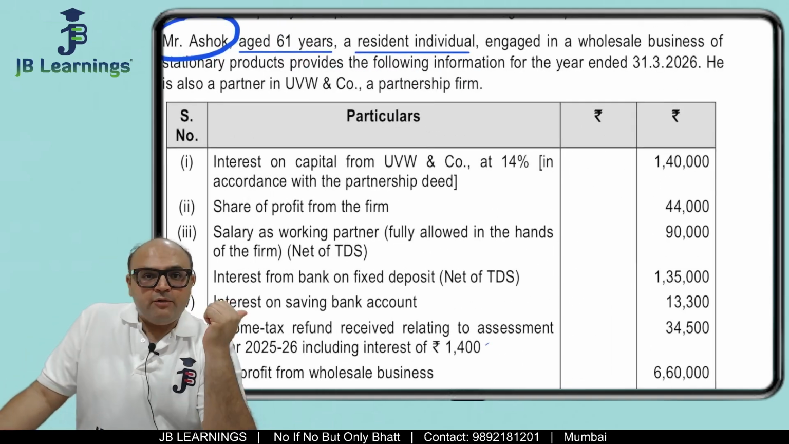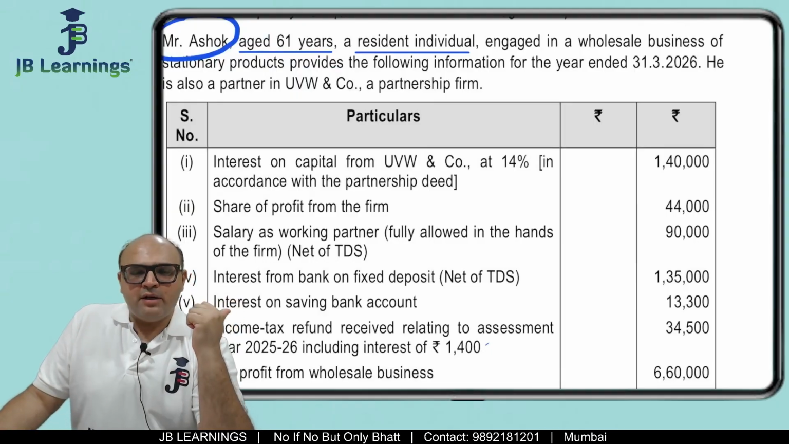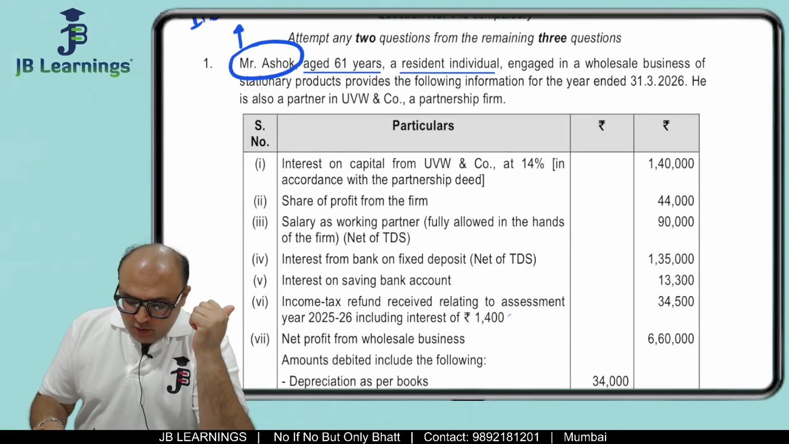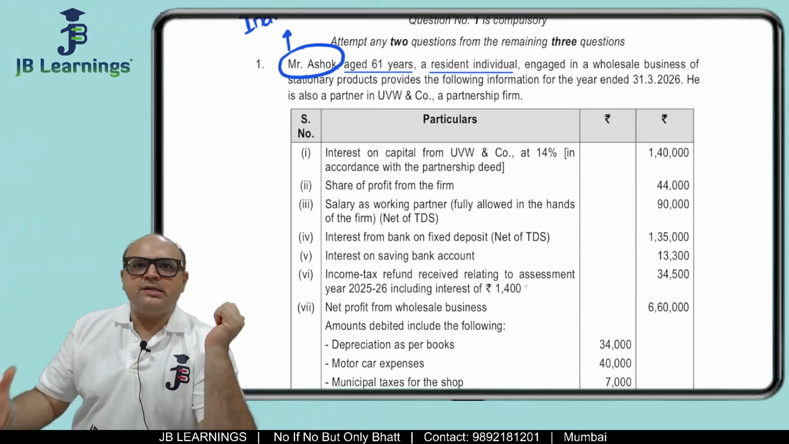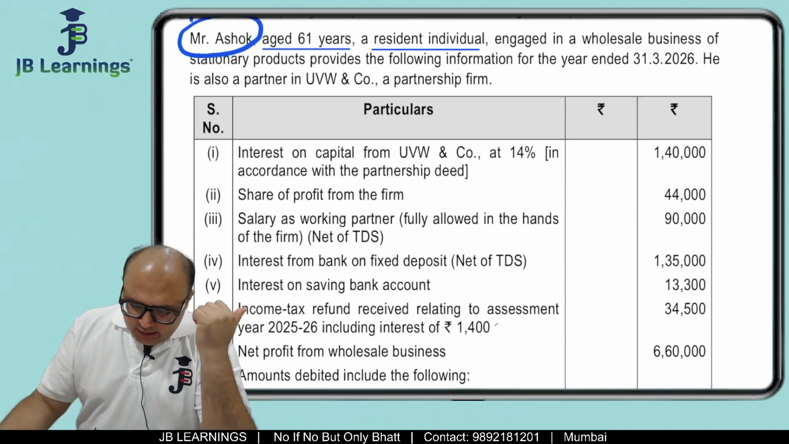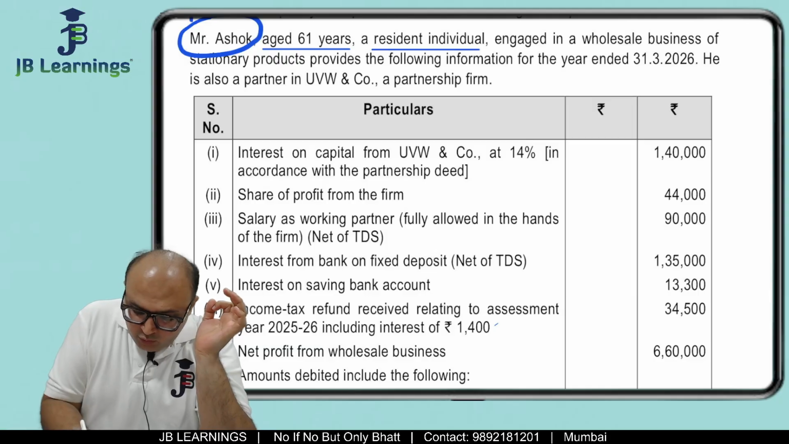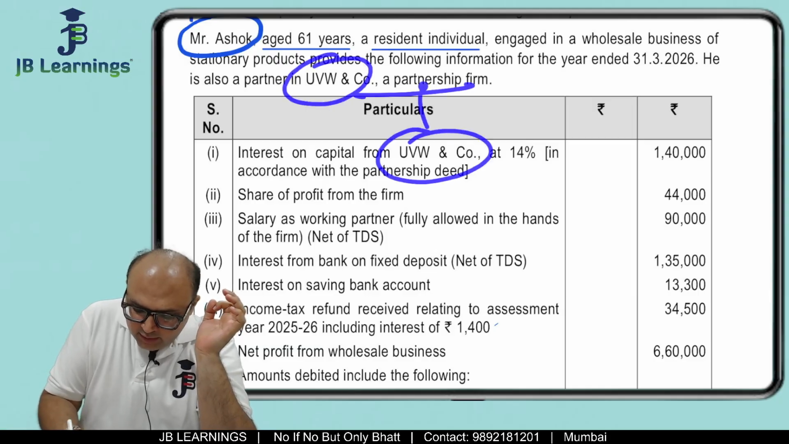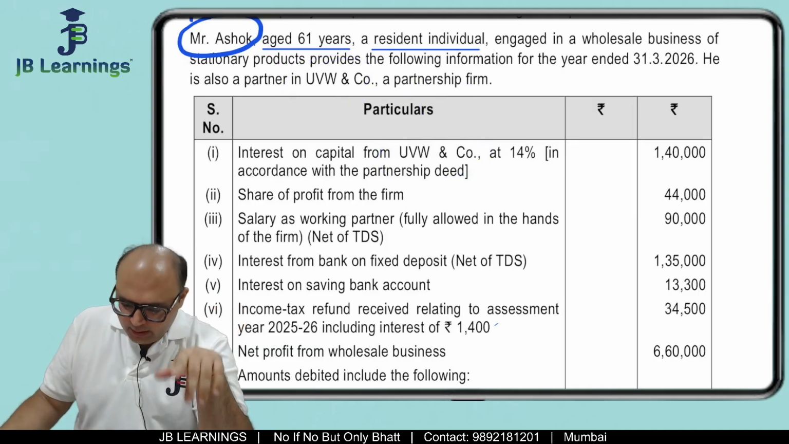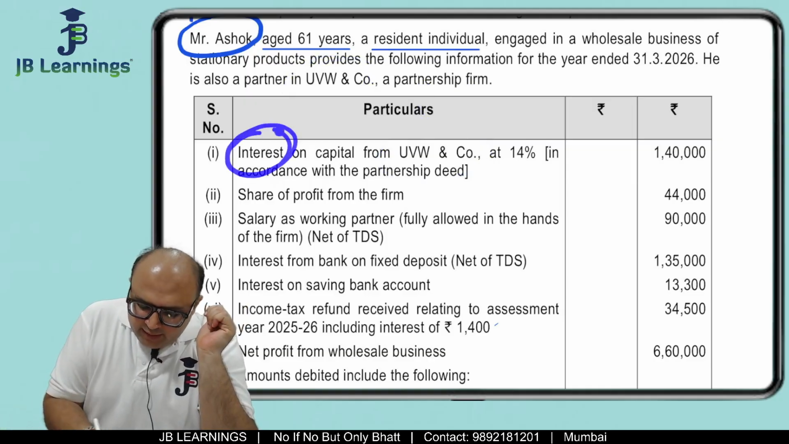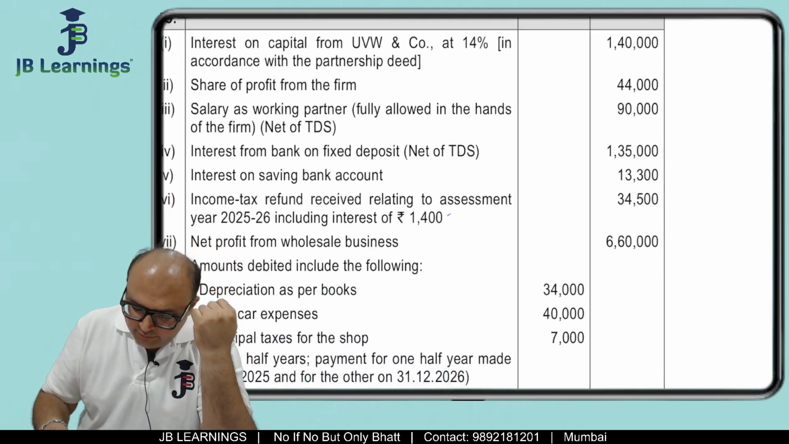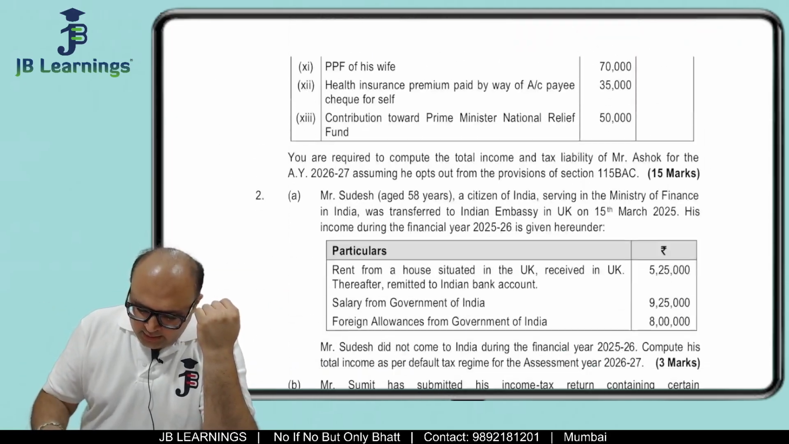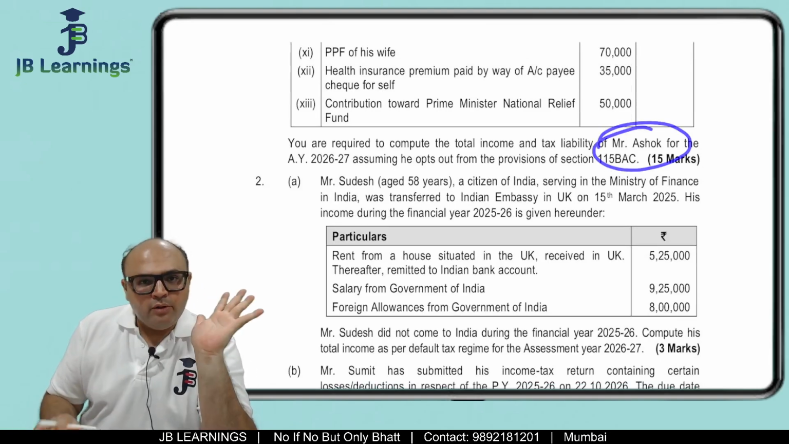Let us see what information is given in the question, and let us see how they are giving us the data in this case, because everything is there, other sources, house property, business, but the presentation is very unique. So let us start. Interest on capital from UVN company. So UVN company is a partnership firm in which Ashok is a partner. Now from that partnership firm, Ashok, our assessee, because we are supposed to compute everything for Ashok.